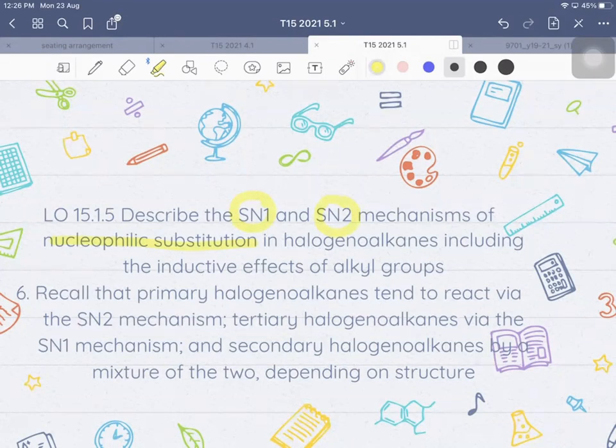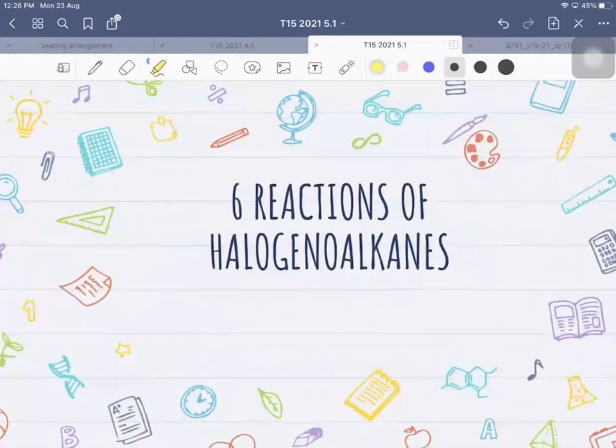Recall that primary halogenoalkanes will tend to go through SN2 and tertiary halogenoalkanes will tend to go through SN1. I will give you the explanation later on. What about secondary halogenoalkanes? Well, it can be SN1, can be SN2, or a mix. Some go through SN1, some go through SN2.